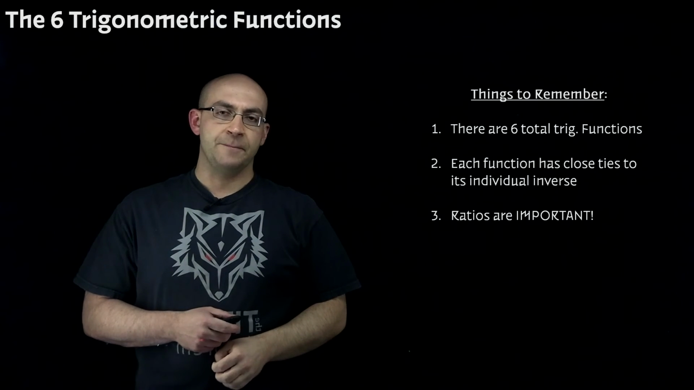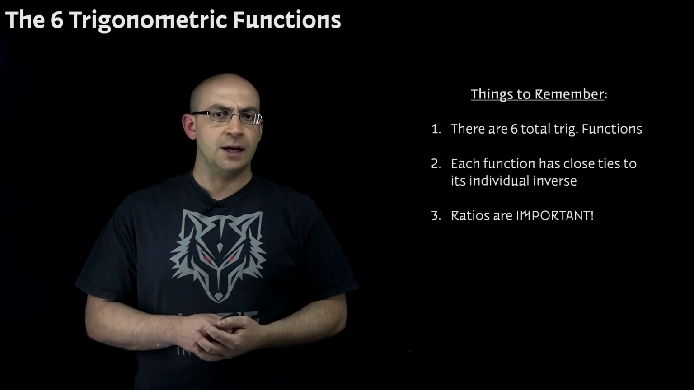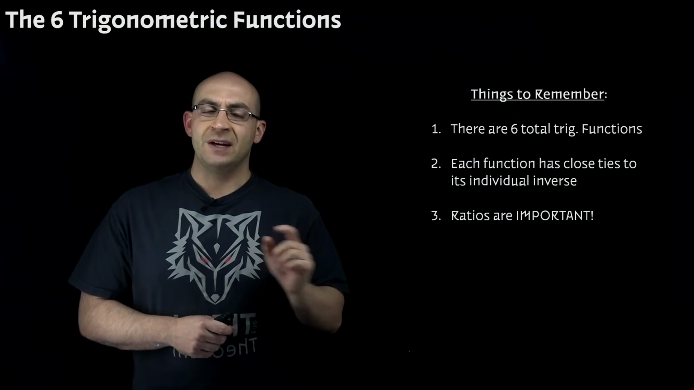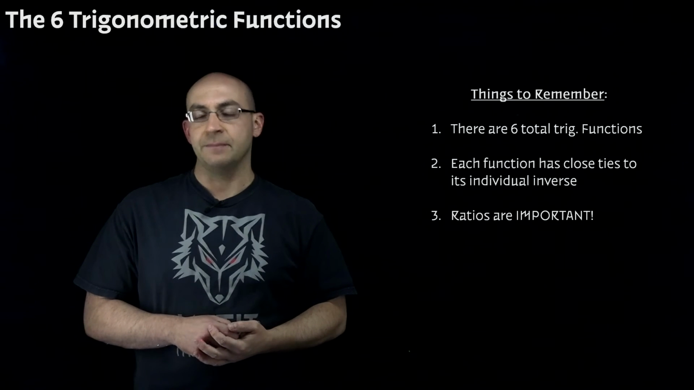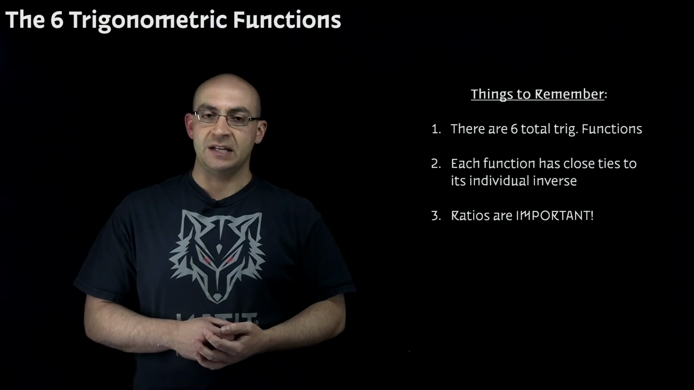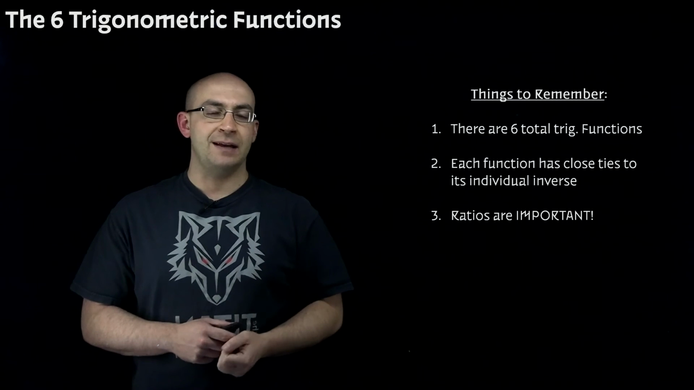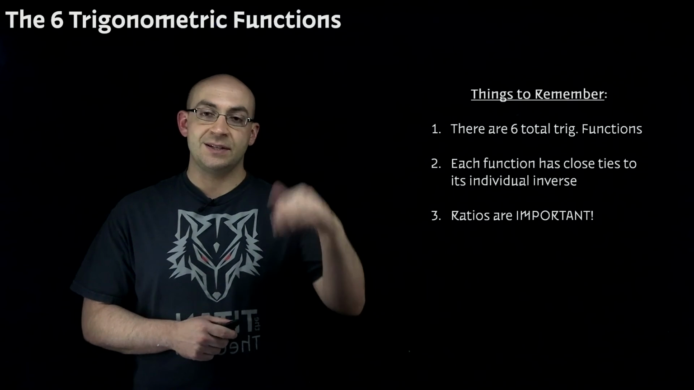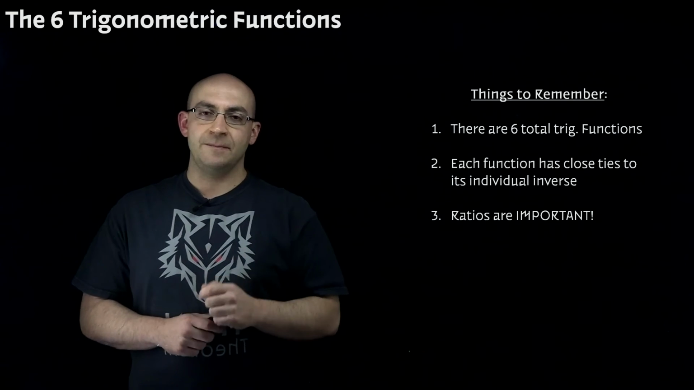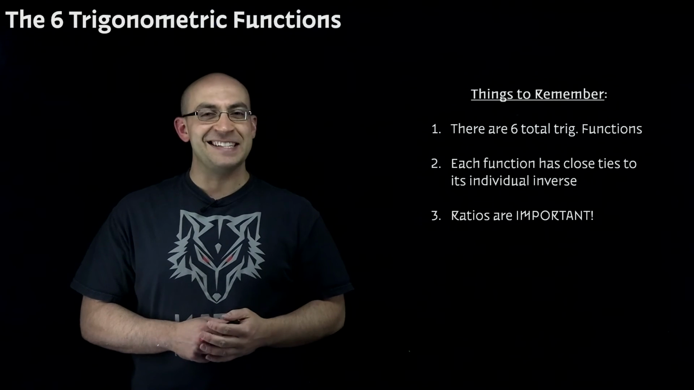Let's finish things up. Things to remember about this video. There are a total of 6 trig functions that we need to remember. SOHCAHTOA helps us remember the first 3, the big 3 if you will. But if we know the big 3, we can clearly find the other 3, or the back half 3. Each function has very close ties to its individual inverse. Clearly, like we talked about before, tangent and cotangent work hand in hand. Tangent is sine divided by cosine. Cotangent is just the reverse. Tangent is y over x. Cotangent is x over y. See how easy that is?